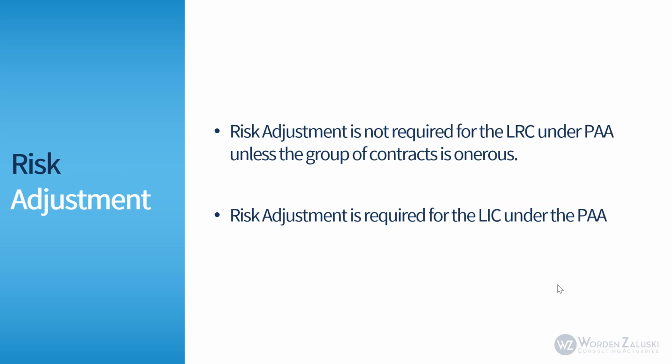Next, we'll talk about the risk adjustment, and the risk adjustment is not required for the LRC under the PAA unless the group of contracts is onerous. If the group of contracts is onerous, then the GMA approach would apply, and you'd have to calculate a risk adjustment. The risk adjustment is required, though, for the LIC under any PAA contracts.